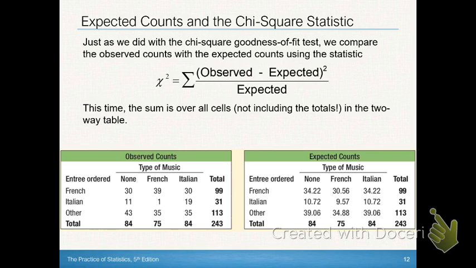So if I were to repeat that process, we already got the 34.22 for the people that did not listen to any music and then ordered French. If we continued that for the other entries, this is what we would end up with.